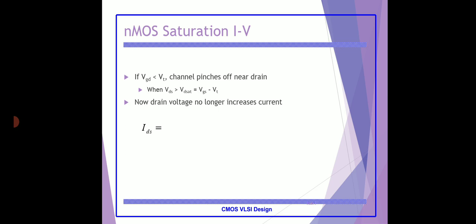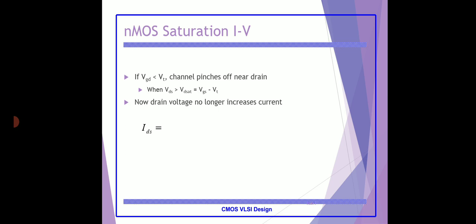One is nMOS saturation IV characteristics and the other is PMOS IV characteristics. In the case of nMOS IV characteristics, this transistor is a three terminal device, so there is no single IV characteristic. If you note here, the gate voltage will be equal to a constant value.